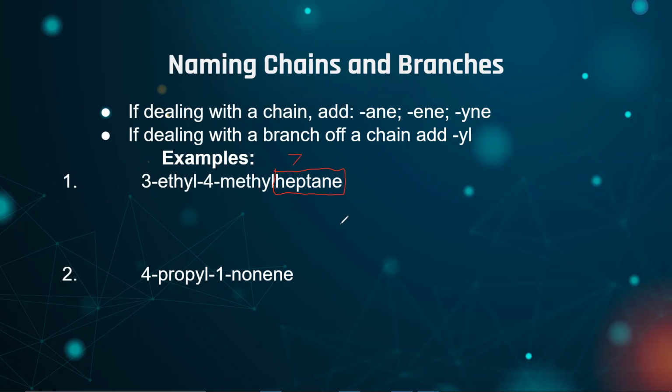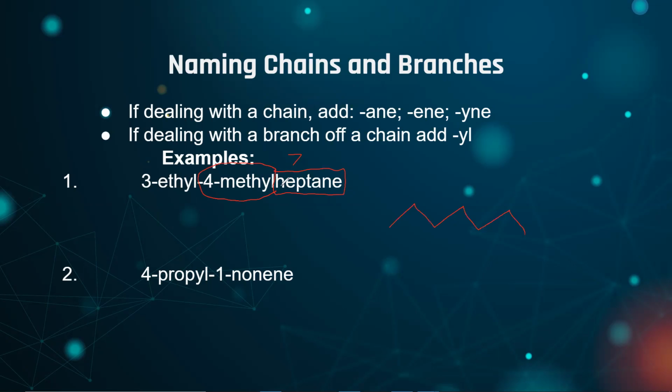So the first thing that I'm going to do is draw a line diagram with 7 carbons. I'm going to go 1, 2, 3, 4, 5, 6, 7. And let's check to make sure I didn't screw that up. 1, 2, 3, 4, 5, 6, 7. We're good.